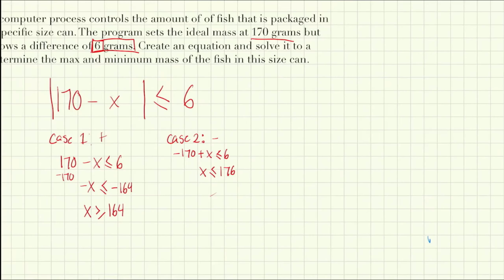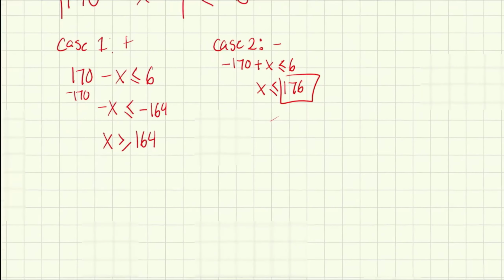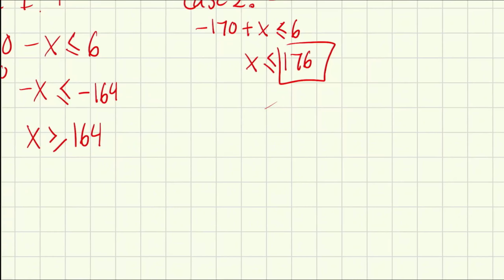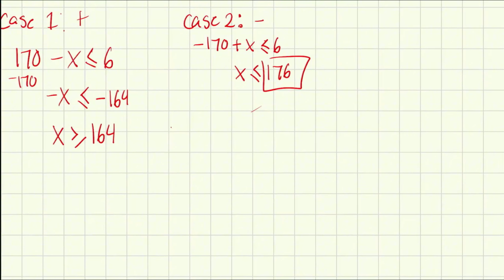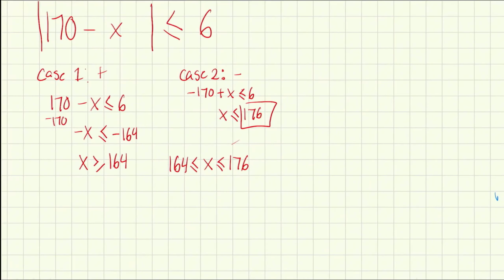So if we're looking for the minimum and maximum mass, the highest value that it could be is 176. The lowest is 164, which allows a difference of 6 at the most. So the way we can express this is 164 is less than or equal to x, which is less than or equal to 176. Any value of x within this range will give you a difference that's either equal to 6 or less than 6, which is what we want. So that is how you solve this question.